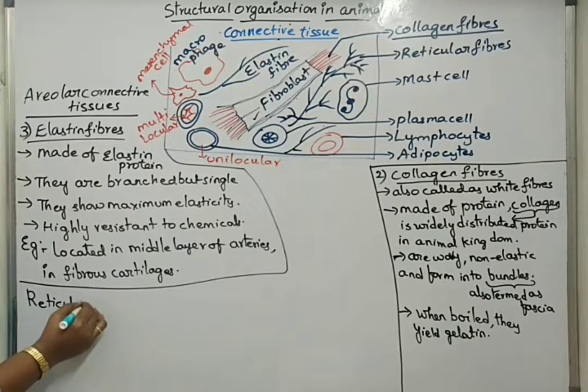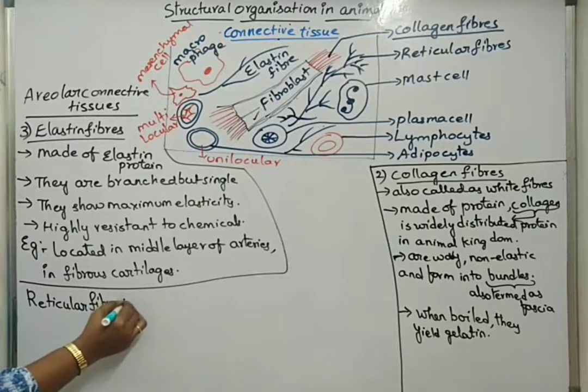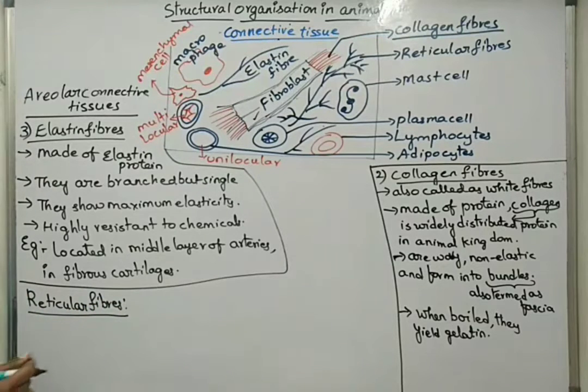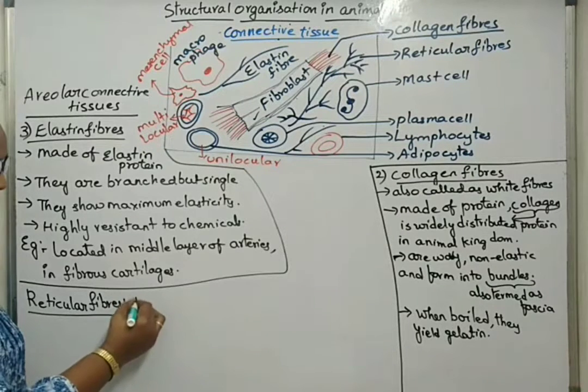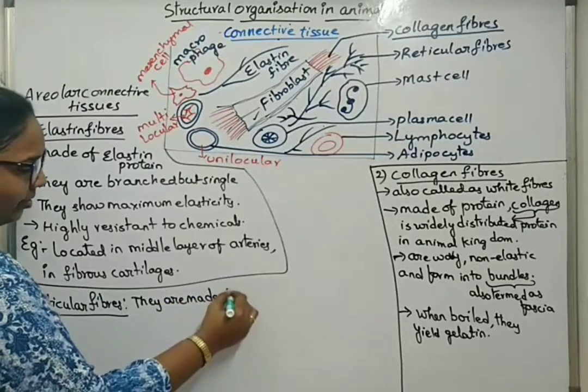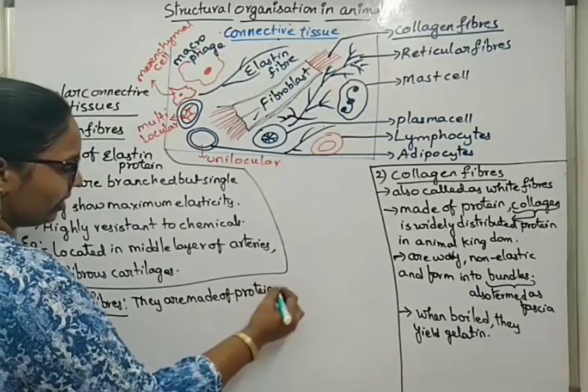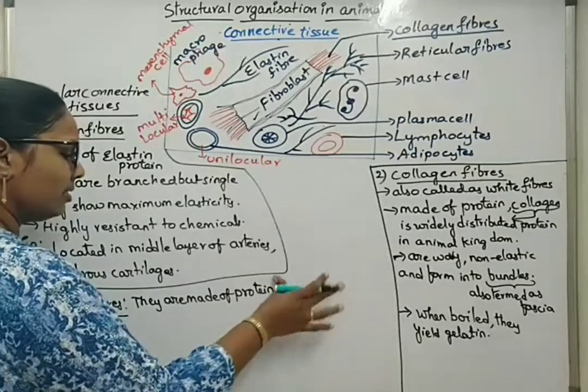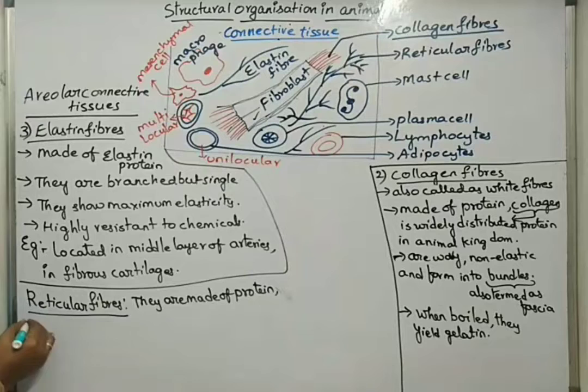Next one, reticular fibers. Under reticular fibers, these are made up of protein called reticulin. They are highly branched and they are always arranged in a network-like pattern.